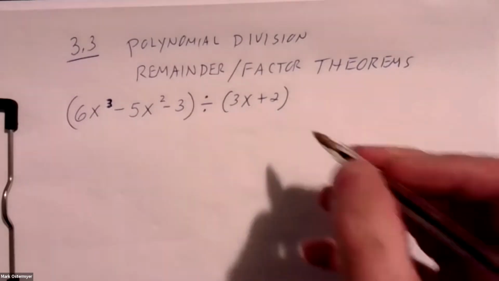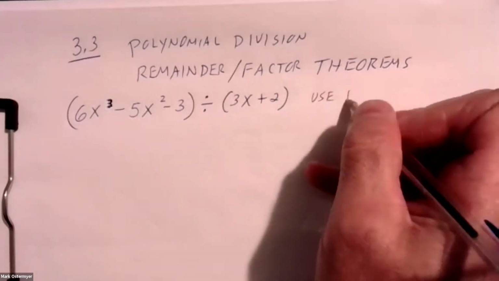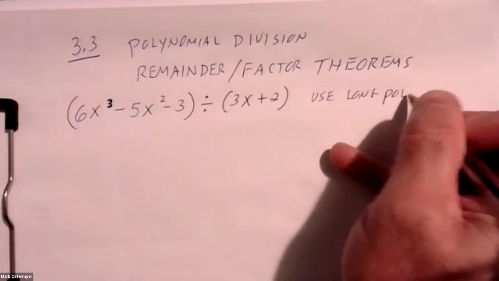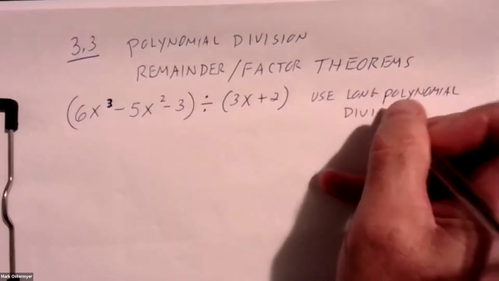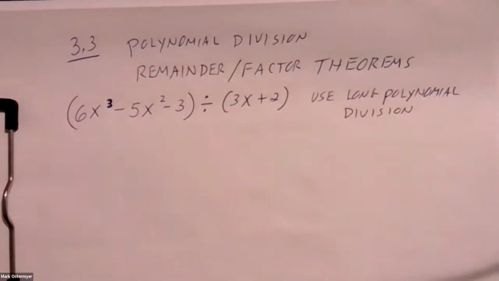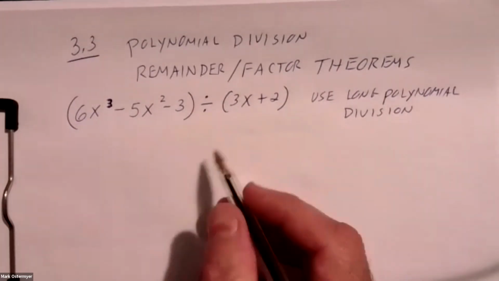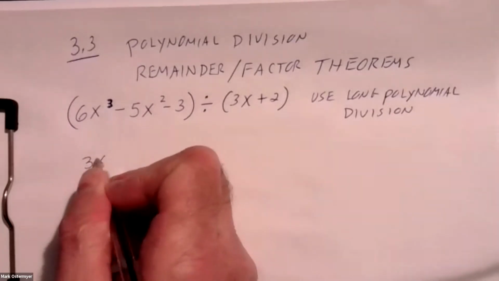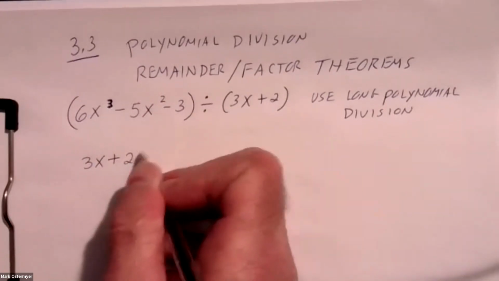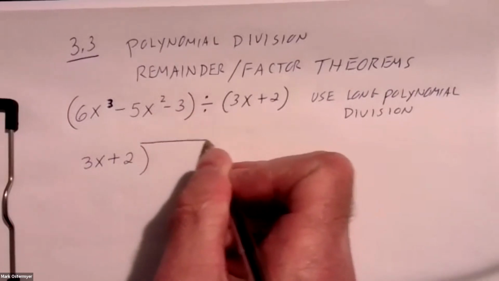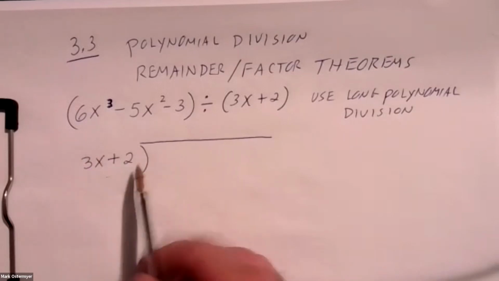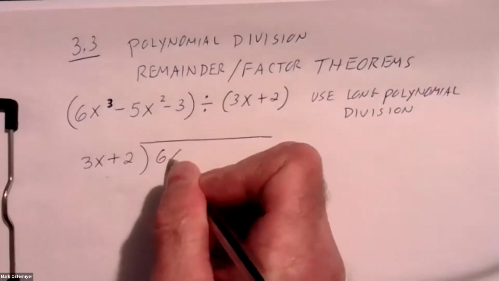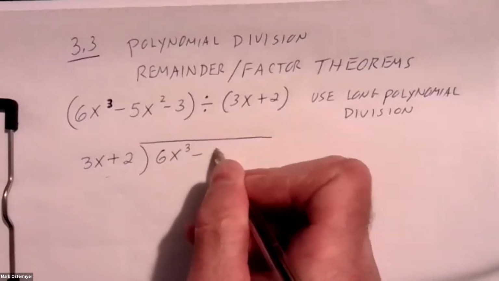So what I'm going to do here is use long polynomial division to divide these polynomials. And then we're going to show you a much more efficient way of dividing a polynomial by a binomial. All right, so here we go. We're going to use our long division bar that we first saw way back in grade school, probably. That's your long division bar. My divisor is 3x plus 2. My dividend is this trinomial right here.